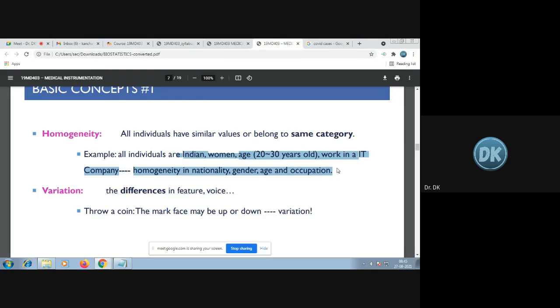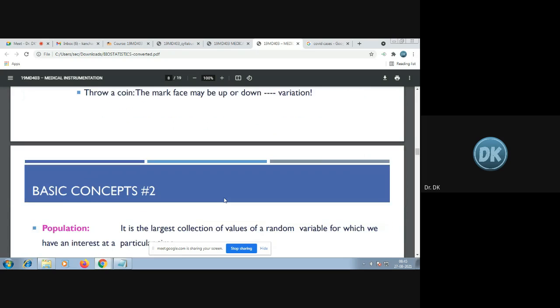Their height may be different, their weight may be different, eye color may be different, hair color may be different, right? Their voice might be different. So within this category itself, you have a lot of variations. So that is the second concept.